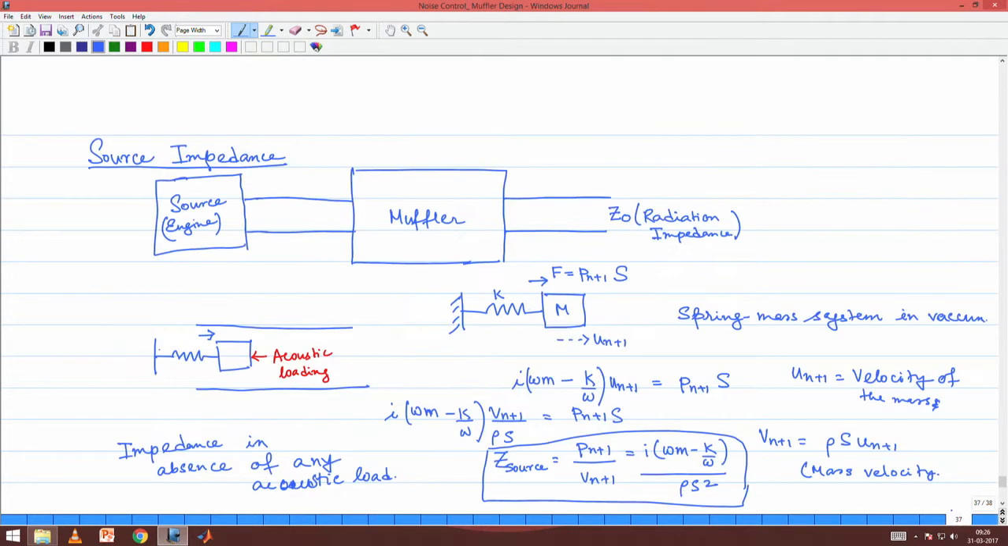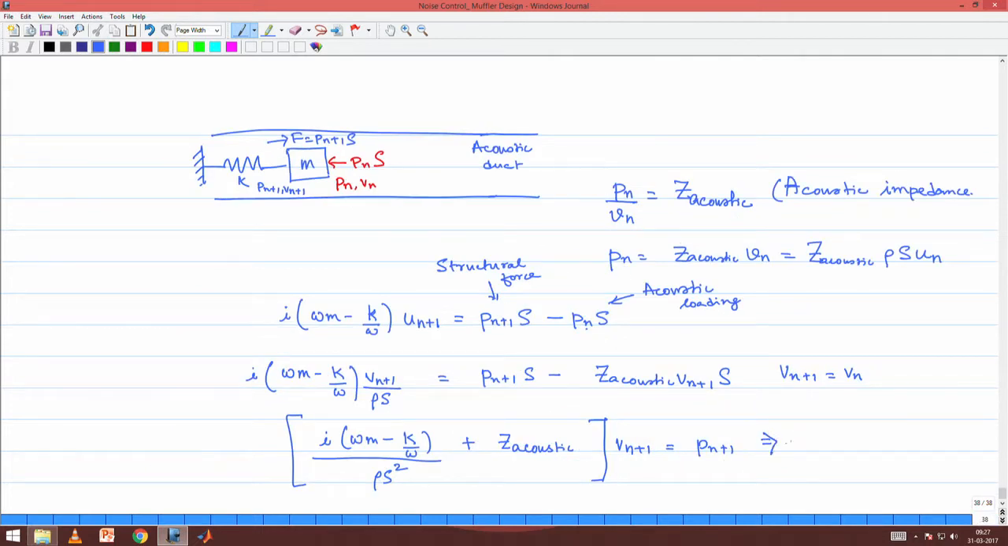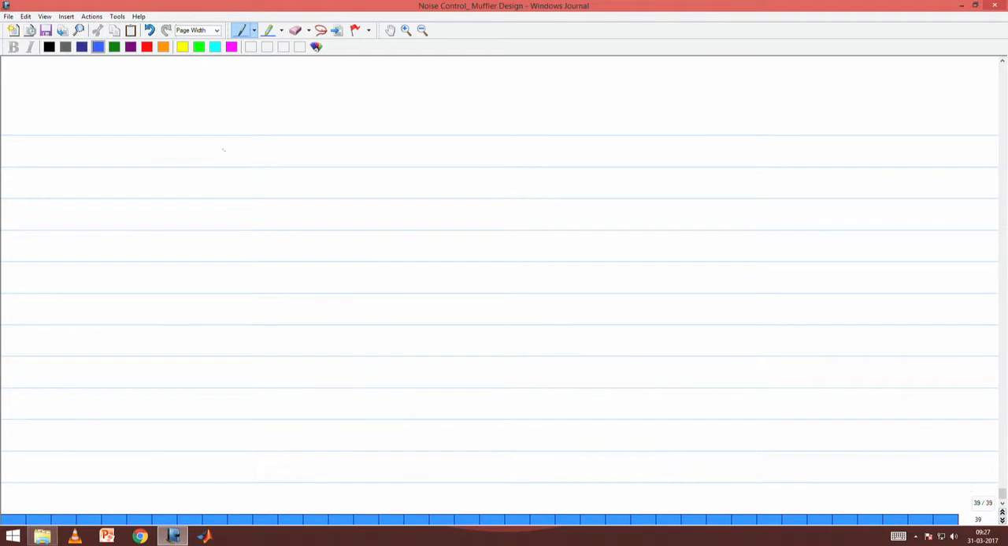But what is this term? This term is going to be the Z source, right. So, this term is Z source plus Z acoustic into Vn plus 1 equals to Pn plus 1. So, in other words, what we have here is that Pn plus 1 divided by Vn plus 1 is going to be Z source plus Z acoustic.